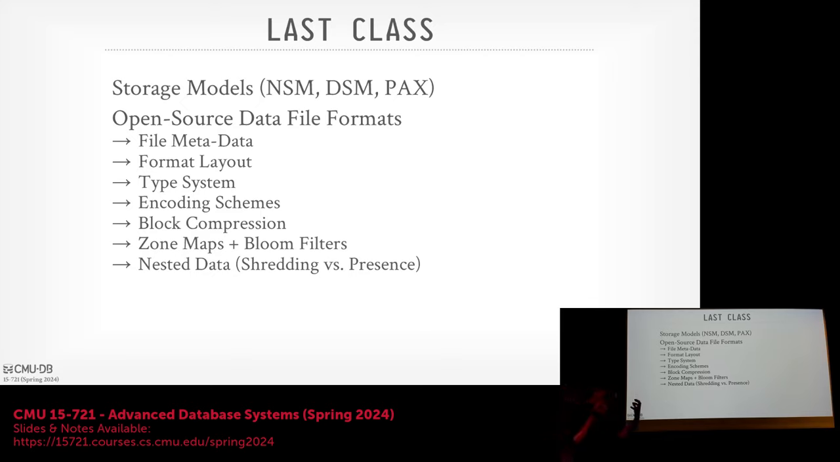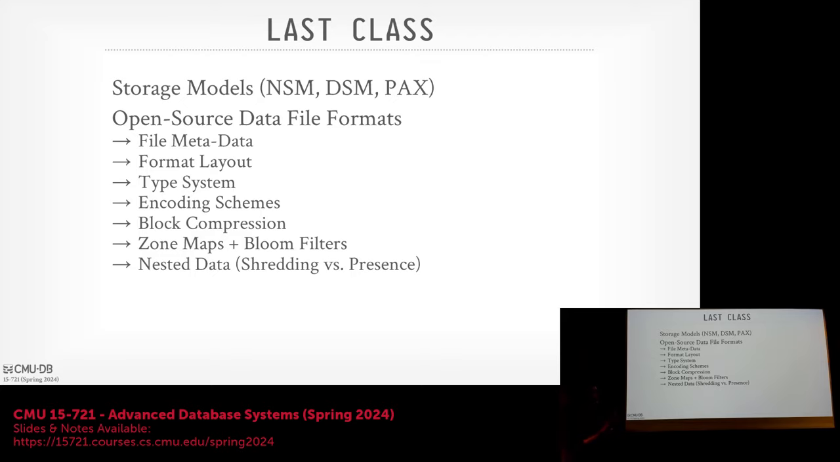You're going to divide your table up into horizontal partitions, row groups, and then within each row group, you're going to lay all the bits or bytes for each column contiguously before jumping to the next column. So you get the best of both worlds. You get the column store's contiguous values, but also the spatial locality of a row store.